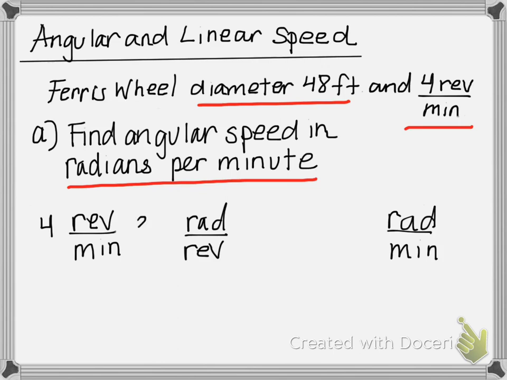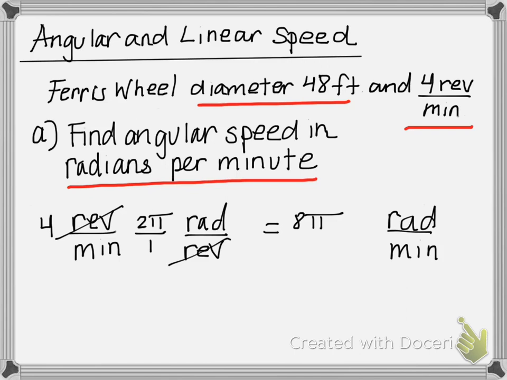And there are always 2 pi radians per revolution. That goes for any problem, any scenario. So if you ever need that relationship, you've got it, and it's the same every time. Now that I've got that, the revolutions cancel, and we are left with 8 pi radians per minute, and that problem is done.